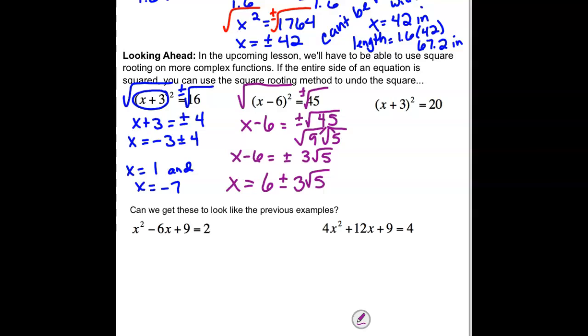So that is two answers. One is 6 plus 3 root 5, and one is 6 minus 3 root 5. But I'm fine with you leaving it condensed down like we have here. All right, go ahead and pause the video and try the next one.